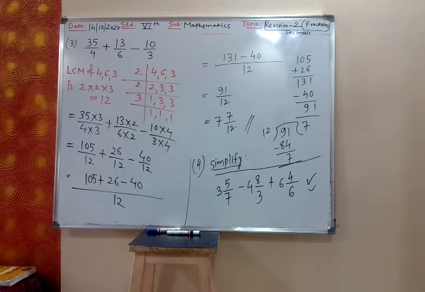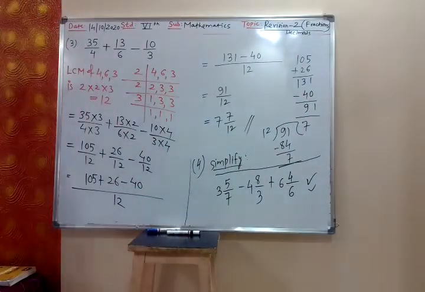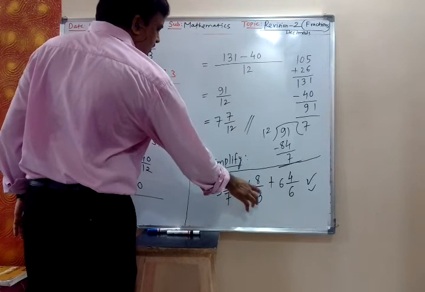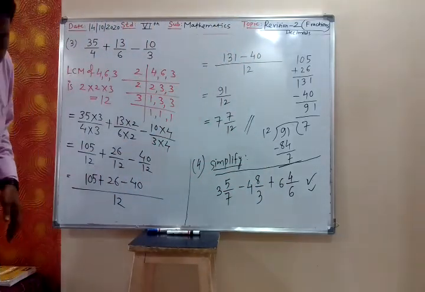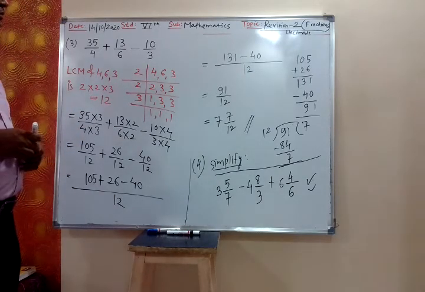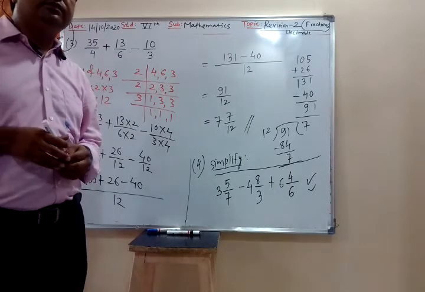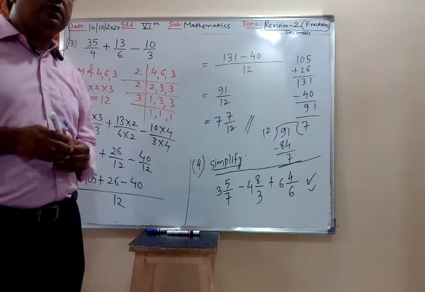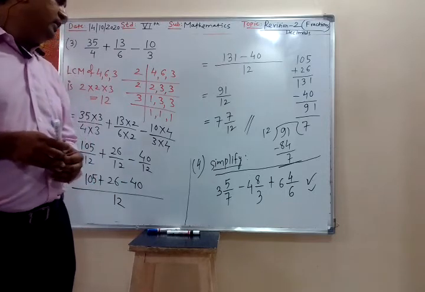Start solving. Mixed fraction: 3 and 5 upon 7 minus 4 and 8 upon 3 plus 6 and 4 upon 6. Start solving and tell me. Now you have solved. What is the answer? Who has solved? Just raise the hand. Just tell me the name.